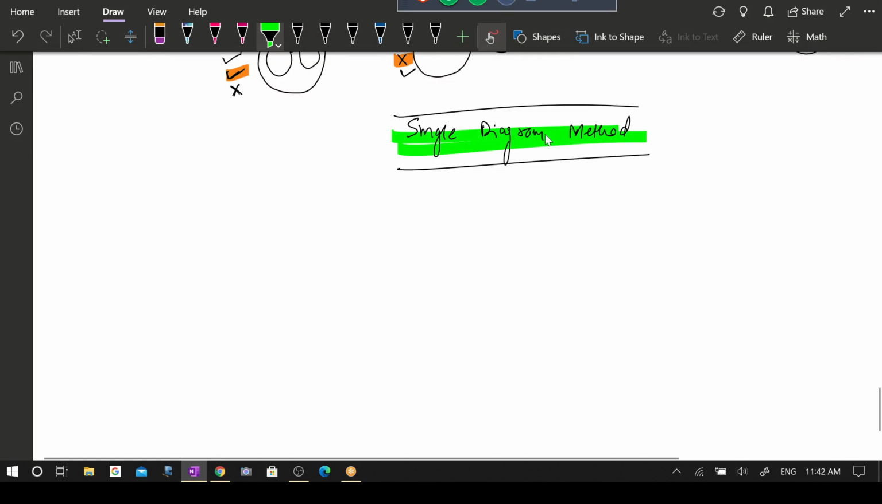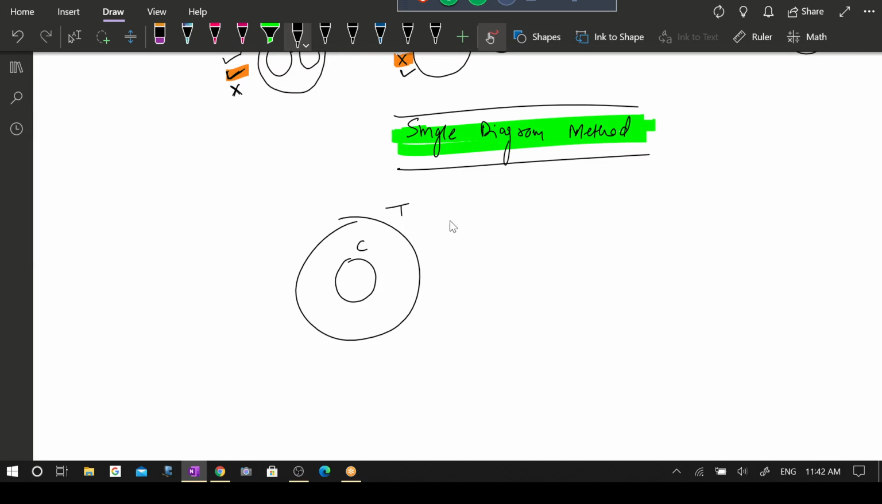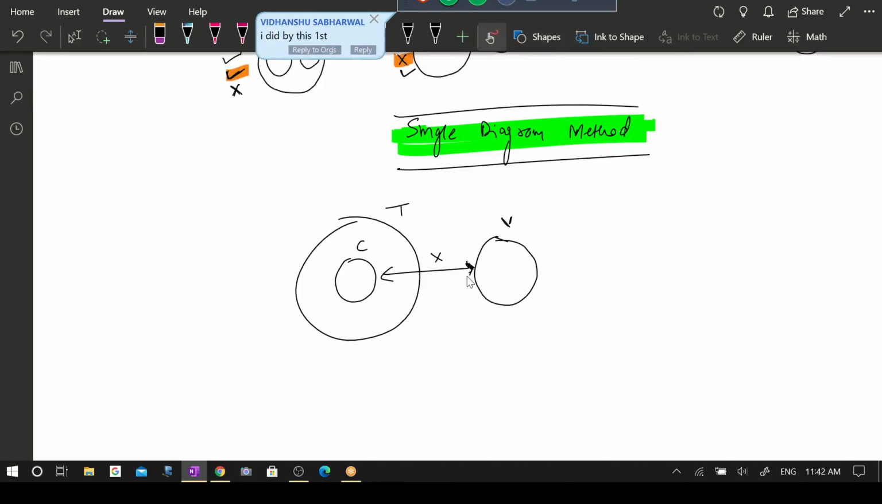Okay. Single diagram. So he says all cats are toys. All cats are toys. And second, no vets are cats. Ayush, this was it. No vets are cats. Isn't it? So there is no relationship between them.